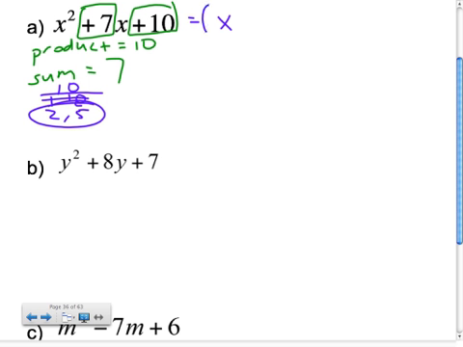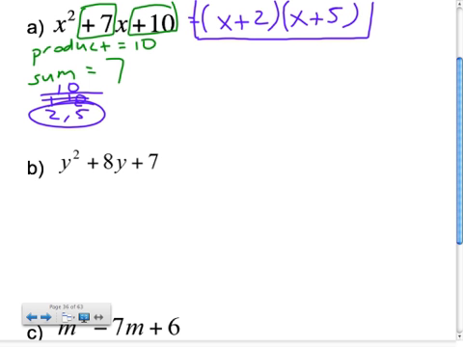There we go. X plus 2, parentheses. There we go. And then x plus 5 equals 0. Actually, not even equals 0. They're just asking us to factor. They don't give us an equation. So that's all you do. You find your factors, and then you rewrite it as two binomials.